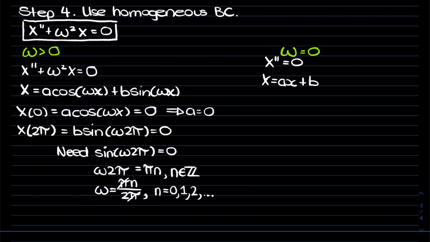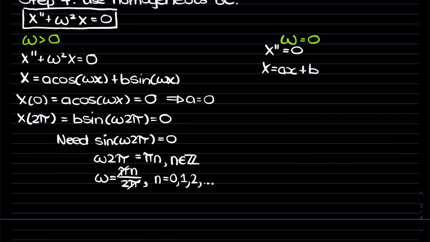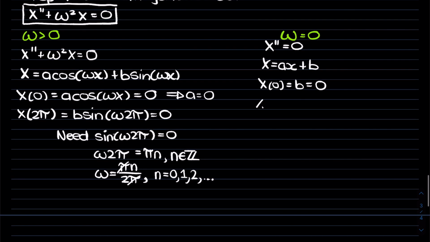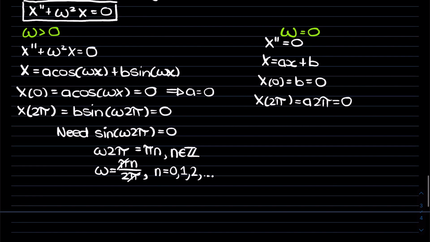The solution of this takes the form of a little x plus b. This is big X here. And if we plug in our boundary conditions here, so X of 0, that will just equal b equals 0, so b has to equal 0. Now if we plug in X of 2 pi, we're going to end up with a 2 pi equals 0. Now 2 pi won't equal 0, so therefore this implies that a has to equal 0. And if both a and b equal 0, this is just the trivial solution.